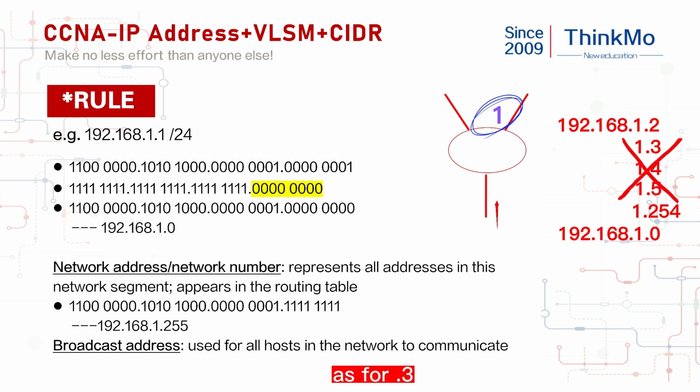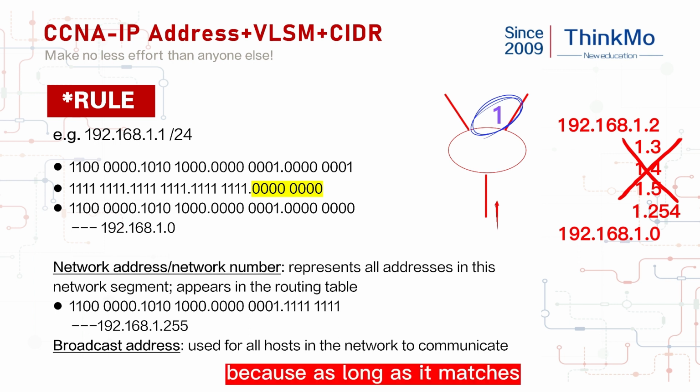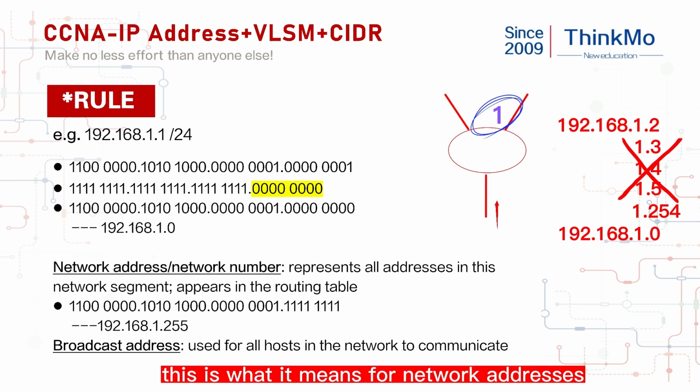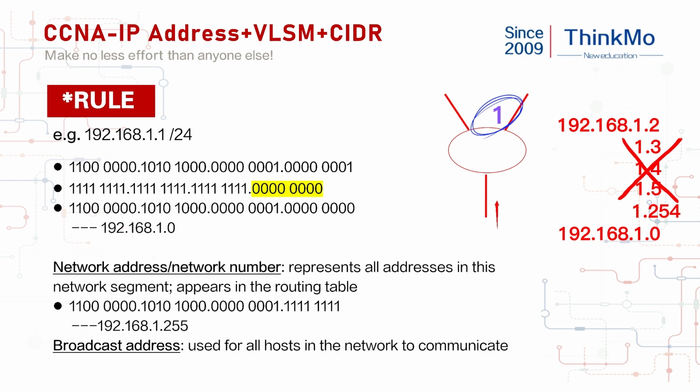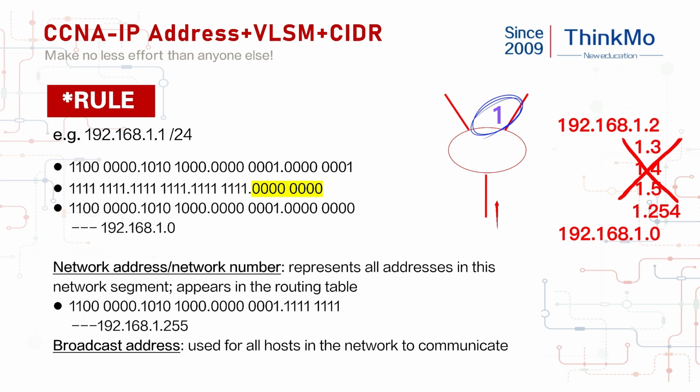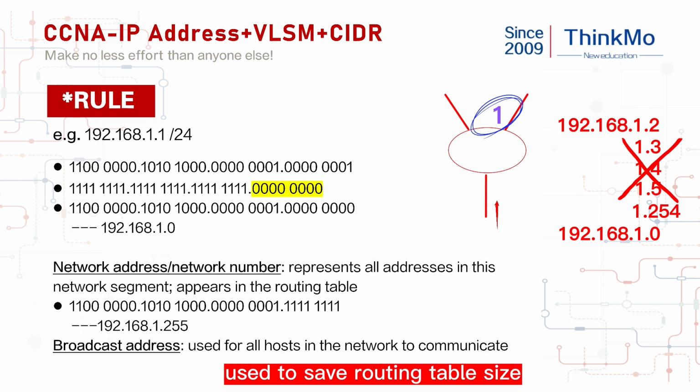0.3, 0.4, 0.5 do not need to be written, because as long as an address matches, it belongs to this network segment and is sent directly from port 1. You can take the overall appearance, and the table becomes smaller. This is what network addresses mean. A single address can replace a whole set of addresses, used to save routing table size.